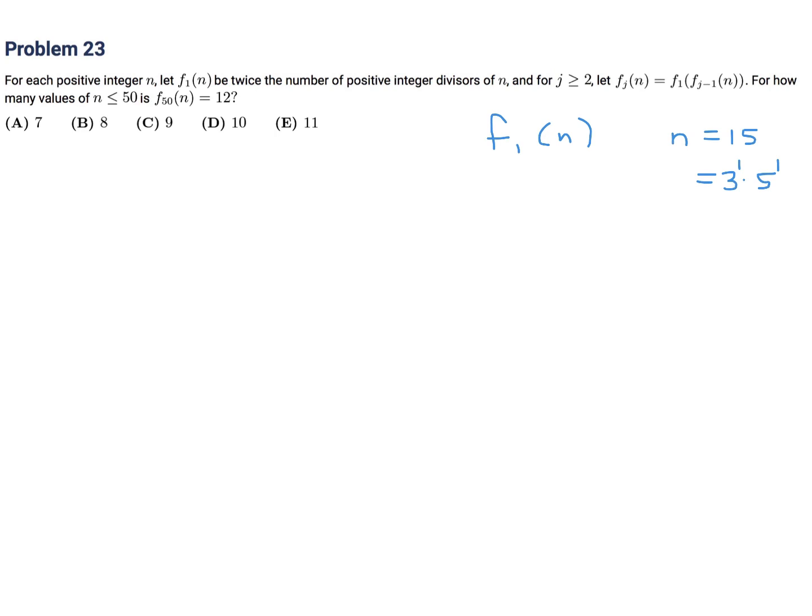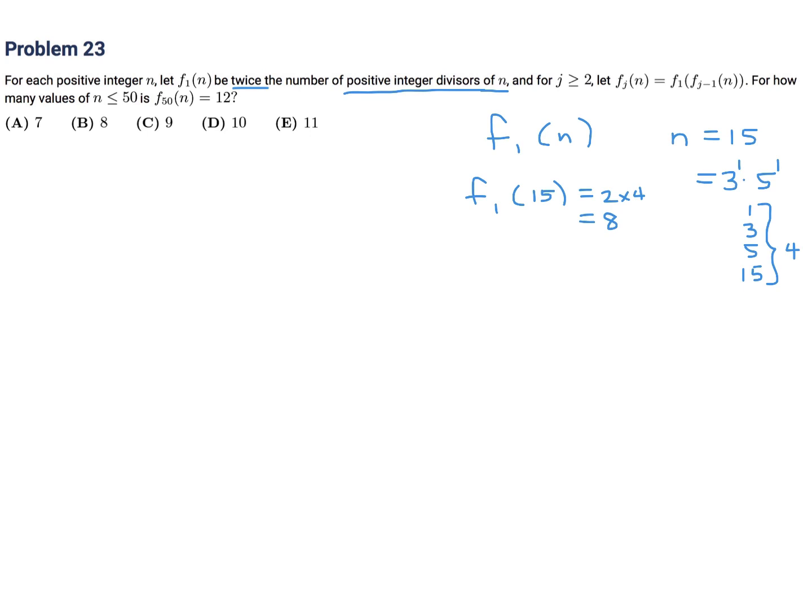So first I'll figure it out manually. How many positive integer divisors are there of 15? 1, 3, 5, and 15. So there's 4 positive integer divisors of 15, of n. And n is 15 in this particular example. So therefore, f_1(n), which is 15, will be twice that. So 2 times 4, which is 8. So f_1(15) is 8.